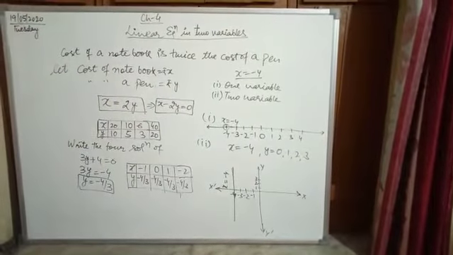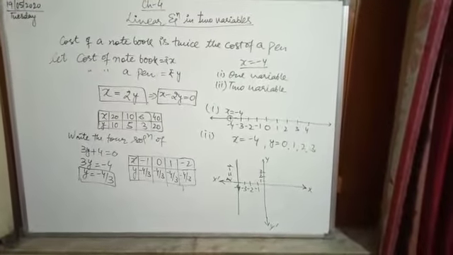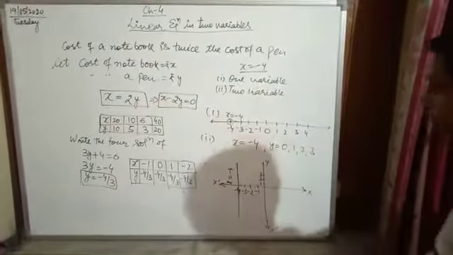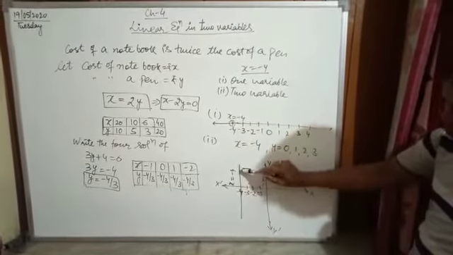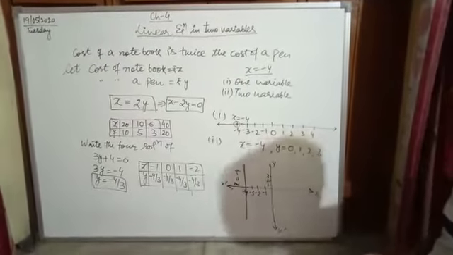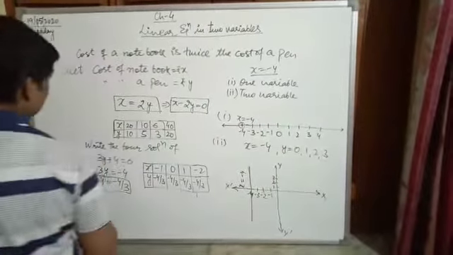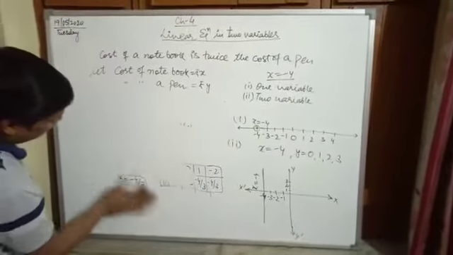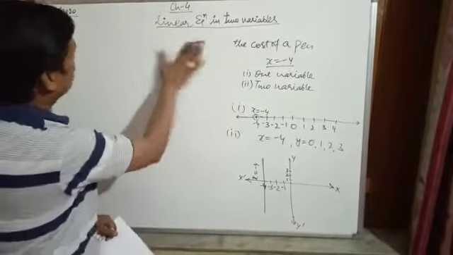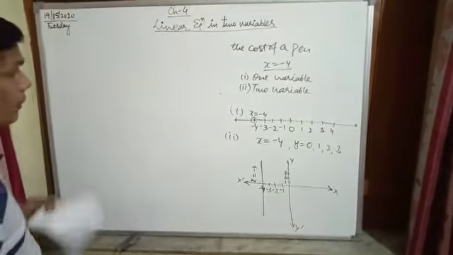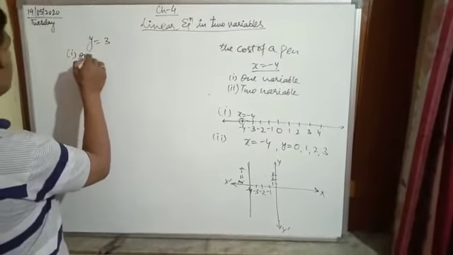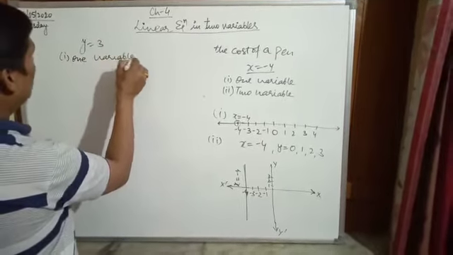If x is constant, a single variable is given, and we have to draw it on the Cartesian plane, then we get a parallel line. X is equal to minus 4 is parallel to the y-axis. Similarly, if I want to draw y is equal to 3 as one variable and as two variables.